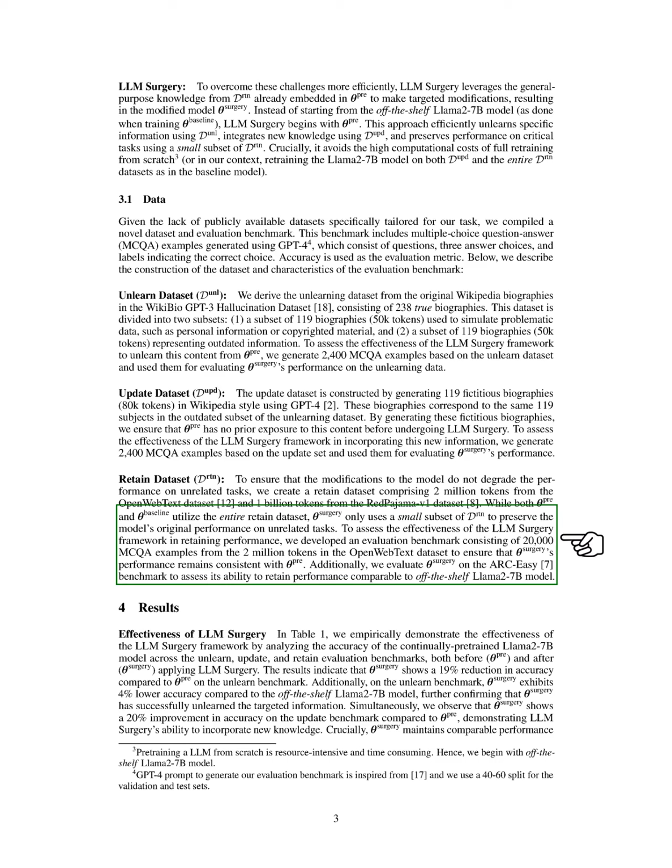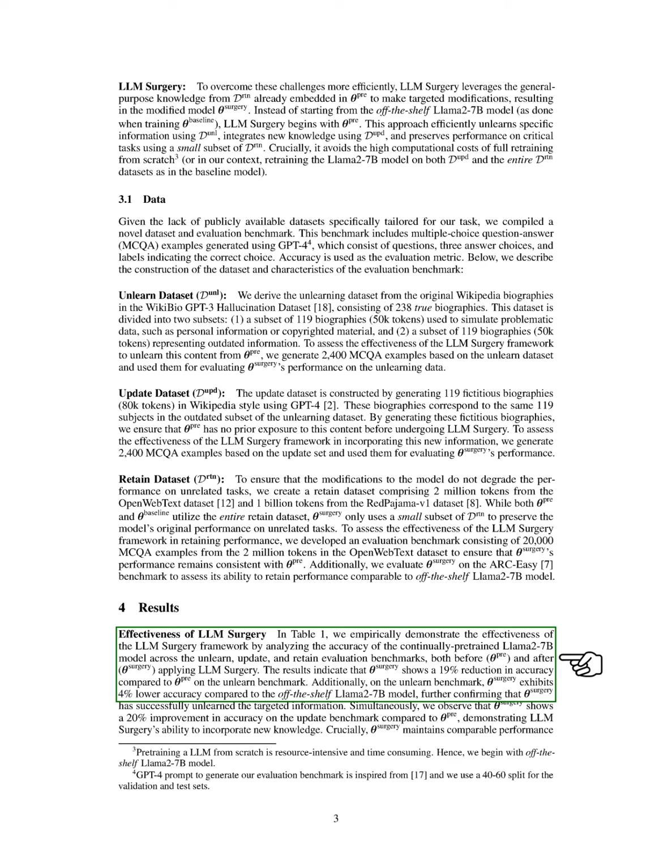Section: Results. In this section, we demonstrate the effectiveness of the LLM surgery framework by examining the accuracy of the continually pre-trained Llama 2 7B model across various evaluation benchmarks: unlearn, update, and retain. We compare the model's performance before and after applying LLM surgery. Our findings show that after surgery, the model's accuracy on the unlearn benchmark decreased by 19% compared to its pre-surgery state. Additionally, it performed 4% worse than the standard Llama 2 7B model, confirming that it successfully unlearned the targeted information.